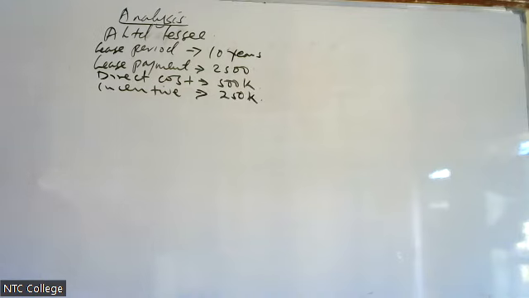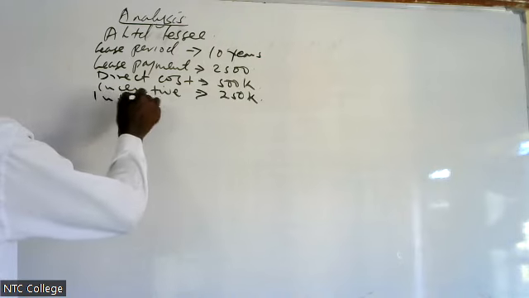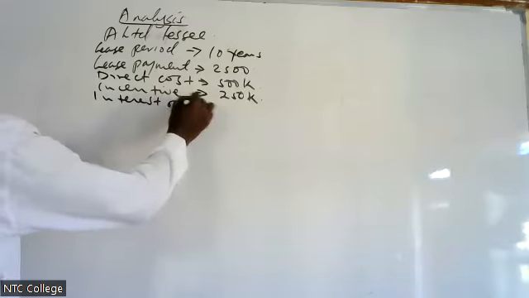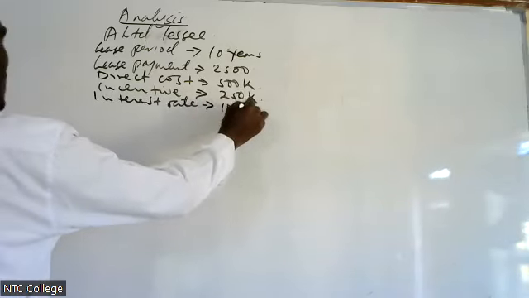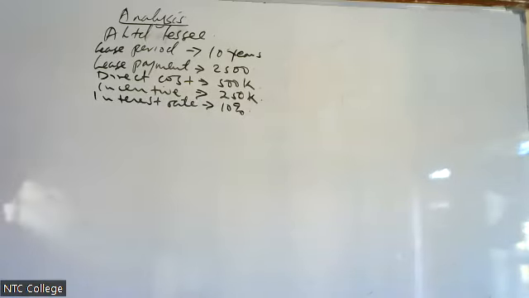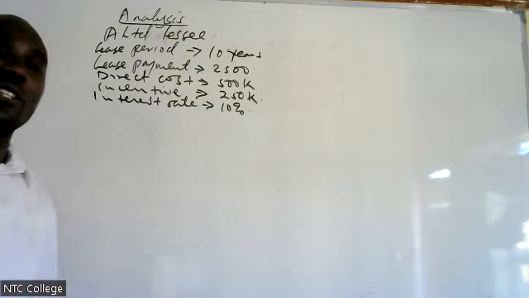What else do we need in our analysis? Interest rate implicit. Interest rate is 10%. Therefore, those are the items we have in this question.